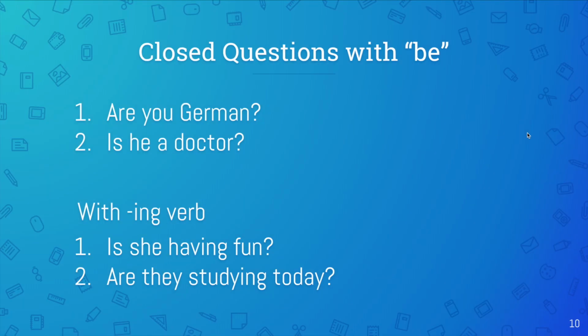Remember the rule I said earlier about be verbs for open questions? This rule is the exact same for closed questions. If you use a be verb, you sometimes don't have to add a second verb, like those first 2 examples. Are you German? Is he a doctor? Or if you add a second verb, add ing. Number 1, is she having fun? Or number 2, are they studying today?